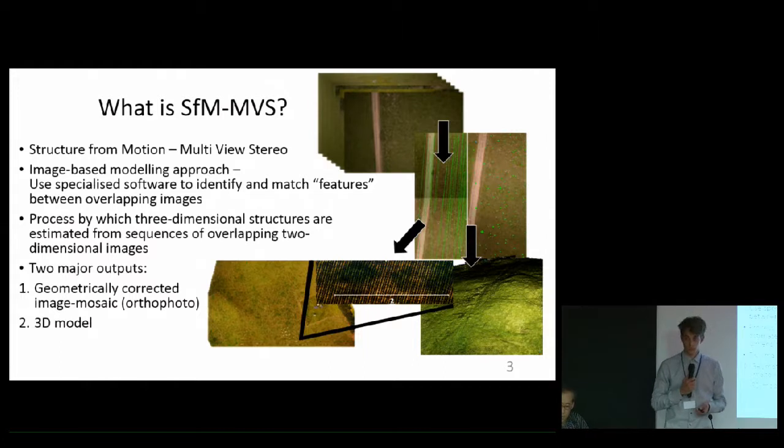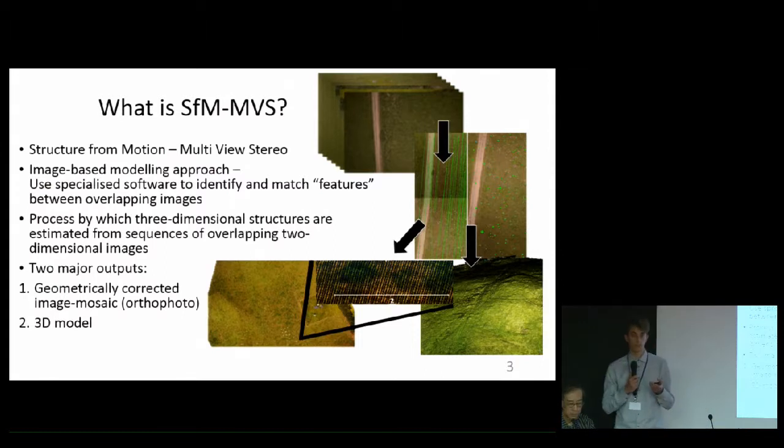So this image-based modeling approach called structure from motion multi-view stereo, what is this approach? It utilizes different kinds of software, both proprietary and open source, and allows the user to create a 3D model from a sequence of overlapping 2D images. One of the key things for this approach is that you have to have overlapping images so that you find matches between them. The two major outputs from this approach are an orthophoto, or a geometrically corrected image mosaic in which you can measure distances or the size of objects, and also, as I said, a 3D model.